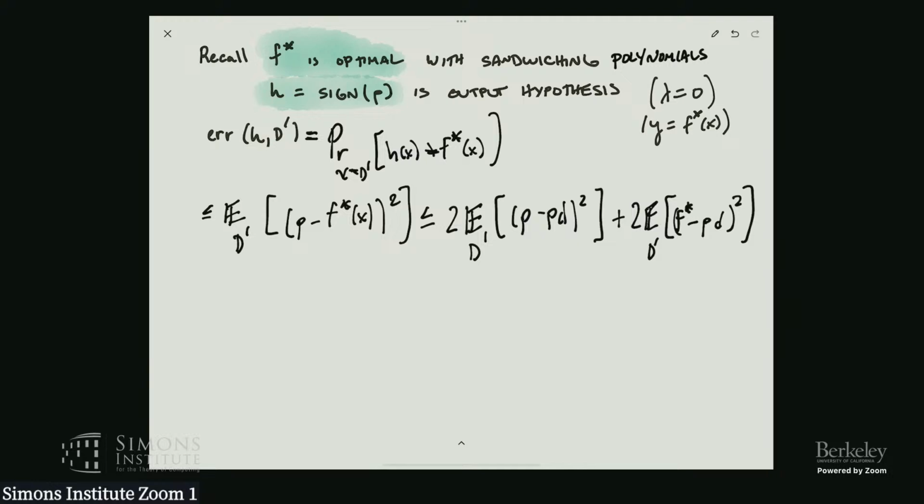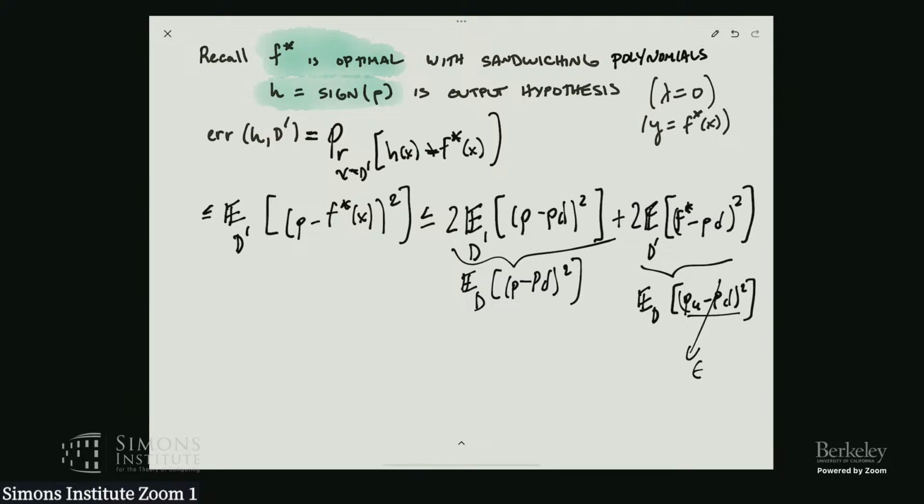Okay, so let's use the fact that f star has a sandwiching polynomial. What does it mean if it has a sandwiching polynomial? I know that this term can be bounded by the expectation over D prime of (p_up minus p_down) squared. That's because p_up, pointwise, is always larger than f. But notice that because this is a polynomial, I can transfer from D prime to D. So now this is over D, and by definition of having a sandwiching polynomial, this goes to epsilon. Now I have to handle this term. Here, immediately I can switch to D because p minus p_D is a polynomial. And then I have to do another triangle inequality, adding and subtracting f star again.